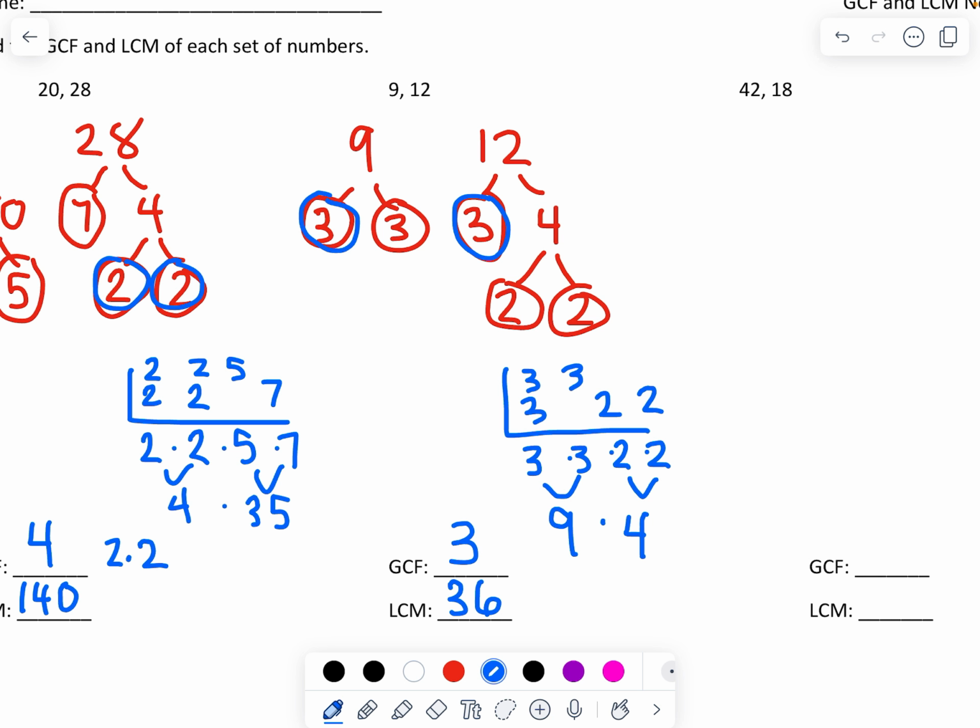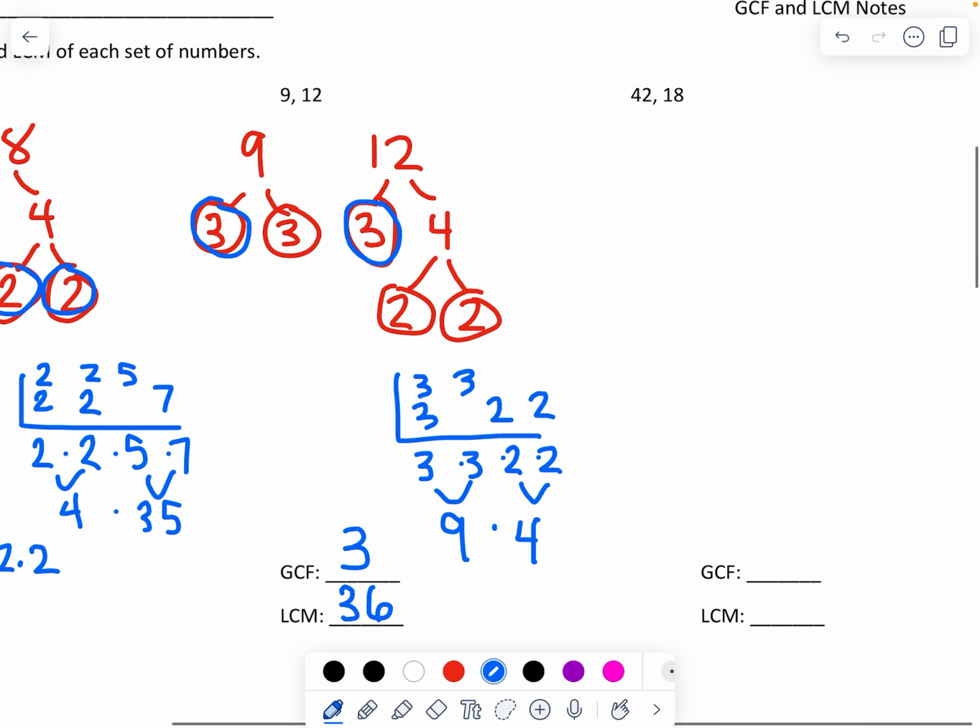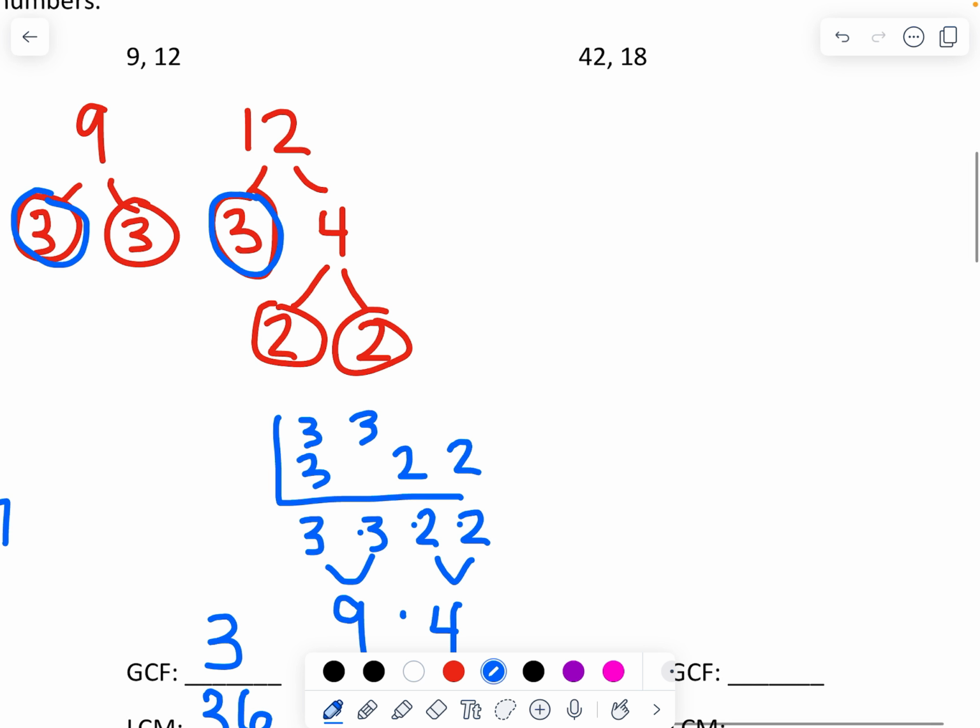All right, on this last one, I want you to try it on your own. So if you're still struggling, then at least try the prime factorization on your own. And then fast forward so that you can watch me do the GCF and LCM. So go ahead and pause the video here.